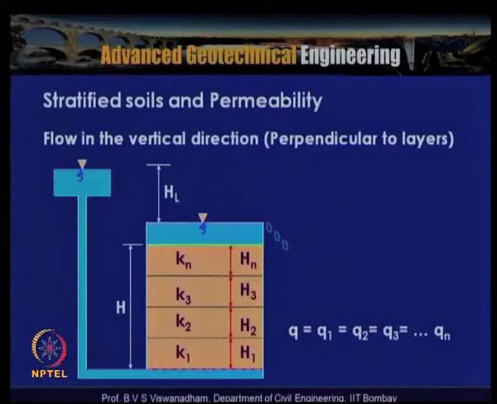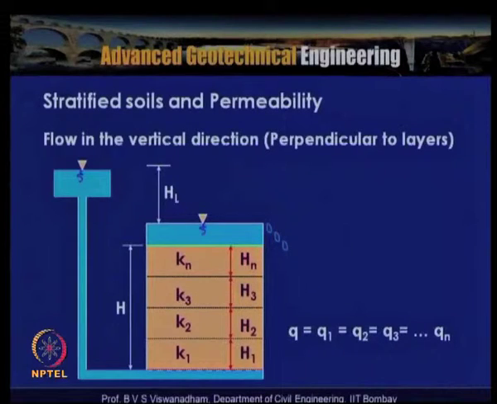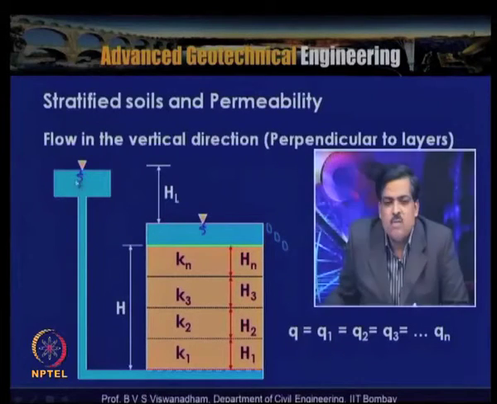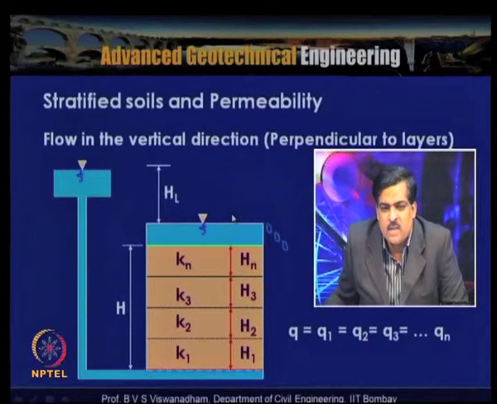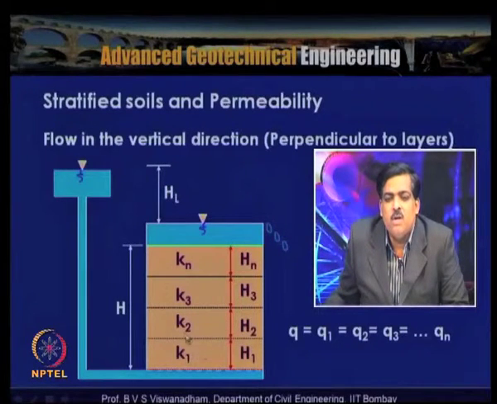Similarly, when you consider stratified soils and permeability, particularly the flow in the vertical direction, that means the flow happens perpendicular to the layers. In this case, because of the higher head here, the water flows upwards like this, but we have different layers: layer of thickness H1 with permeability K1, layer with thickness H2 having permeability K2, layer with thickness H3 having permeability K3, so on to layer with thickness Hn having permeability Kn.